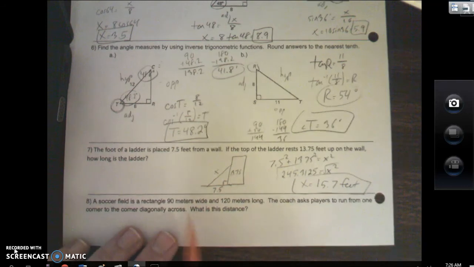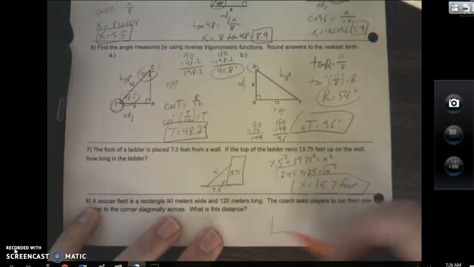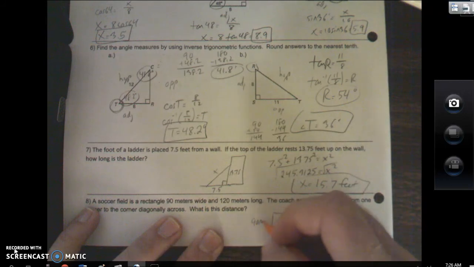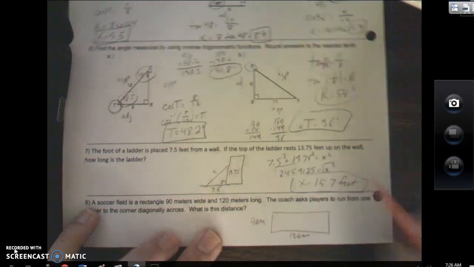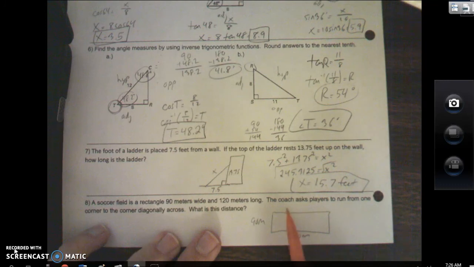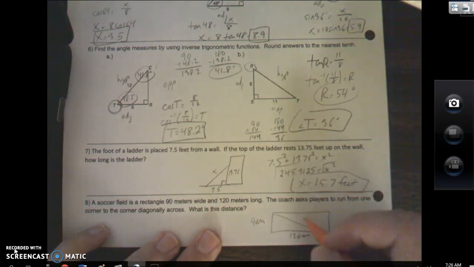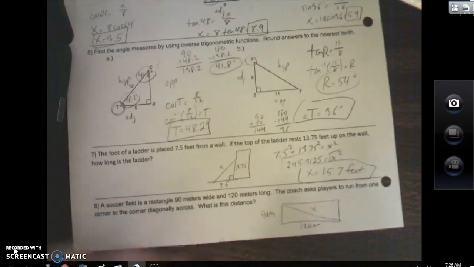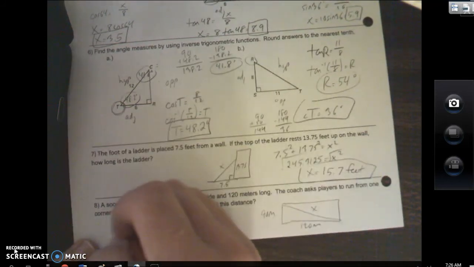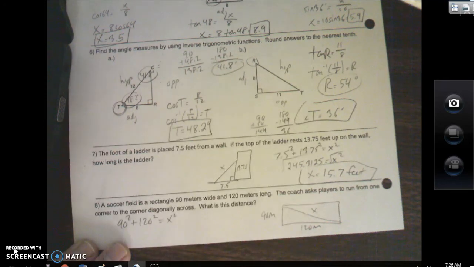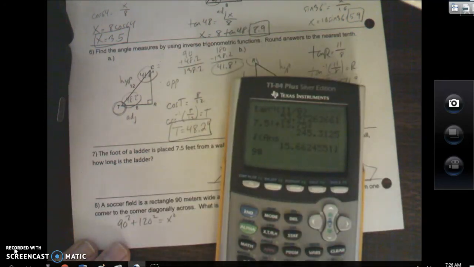Finally, a soccer field is a rectangle 90 meters wide by 120 meters long. The coach asks players to run from one corner to the corner diagonally across. What's that distance they ran? Again, this is Pythagorean theorem. So you're looking at 90 squared plus 120 squared equals x squared.